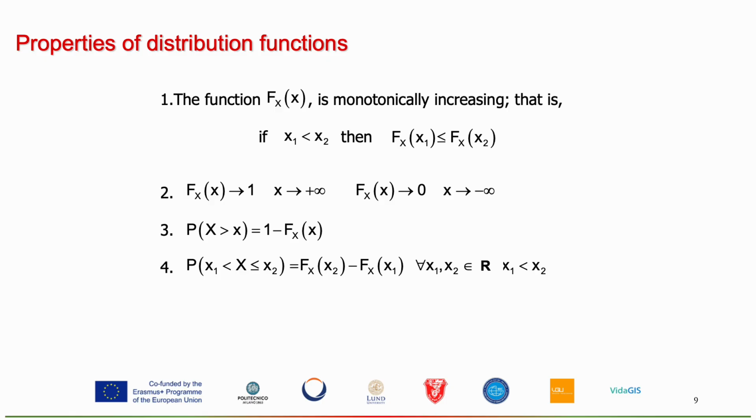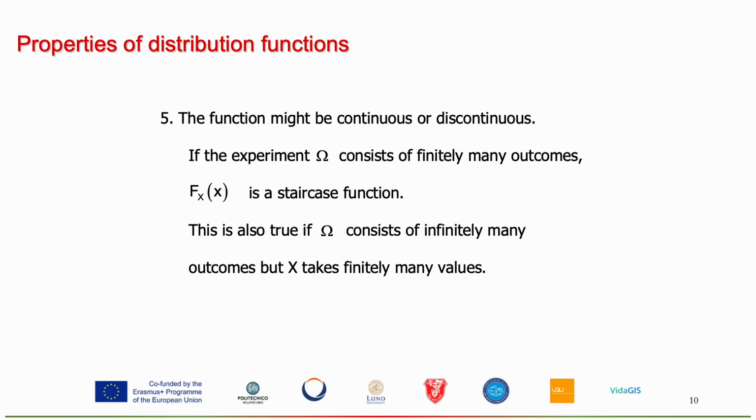The probability that capital X is comprised between x1 and x2 is given by F_X of x2 minus F_X of x1. This holds for each x1, x2 belonging to R, with x1 smaller than x2. And finally, the cumulative distribution function can be either continuous or discontinuous. In particular, if the experiment omega consists of a finite number of outcomes, F_X is a staircase function.